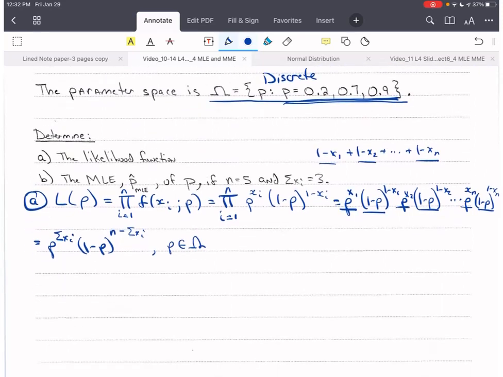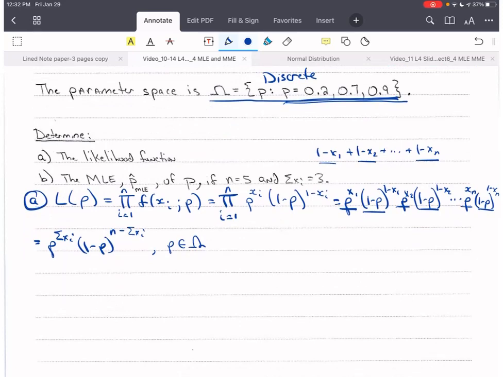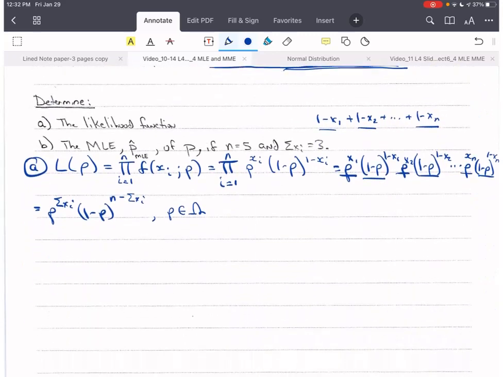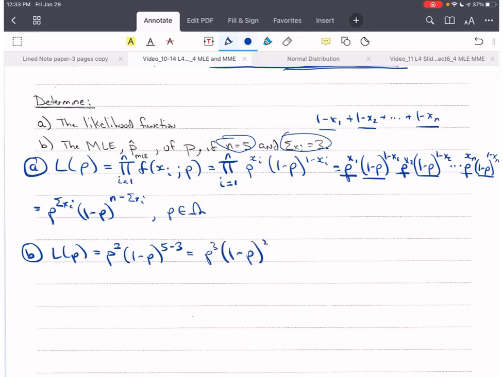All right. Now, here I have a discrete case. And if you look at part B here, we say find the MLE p hat of p if n is equal to 5 and the sum of xi is equal to 3. So for B, we say that L of p is equal to p to the sum of xi, which is 3, so we substitute that in, 1 minus p to the n, which is 5, minus the sum of xi, 3, and so this becomes p cubed times 1 minus p squared.